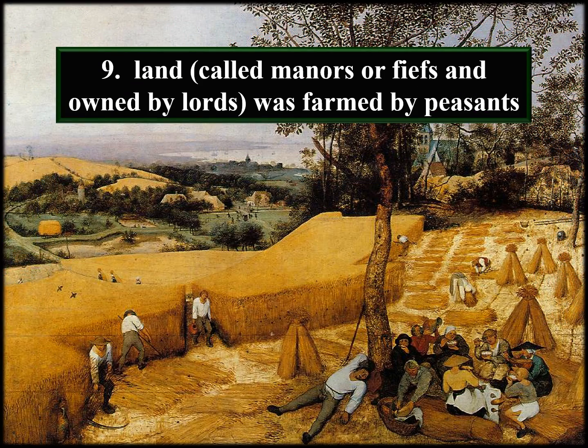The land, as I said before, were called manors. Sometimes they were called fiefs. It was called a fief when it was given to a vassal, or a knight, a lesser noble, and they were owned by the lords. It was farmed, however, by the peasants.